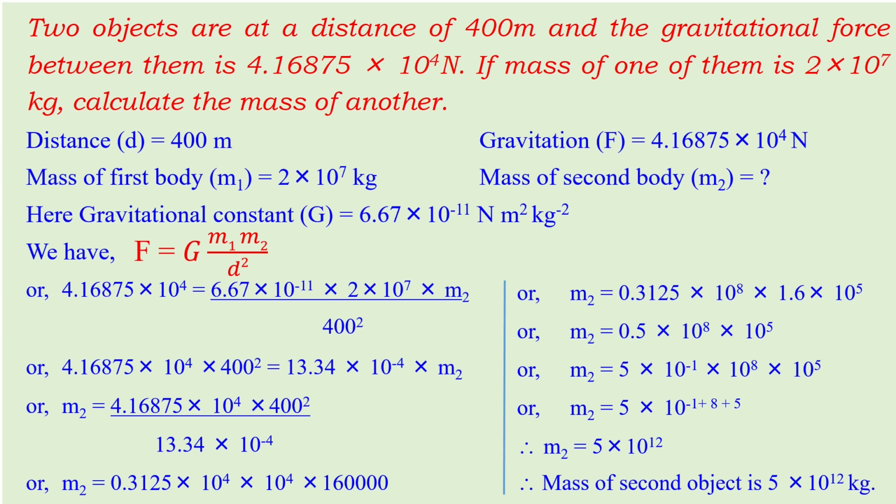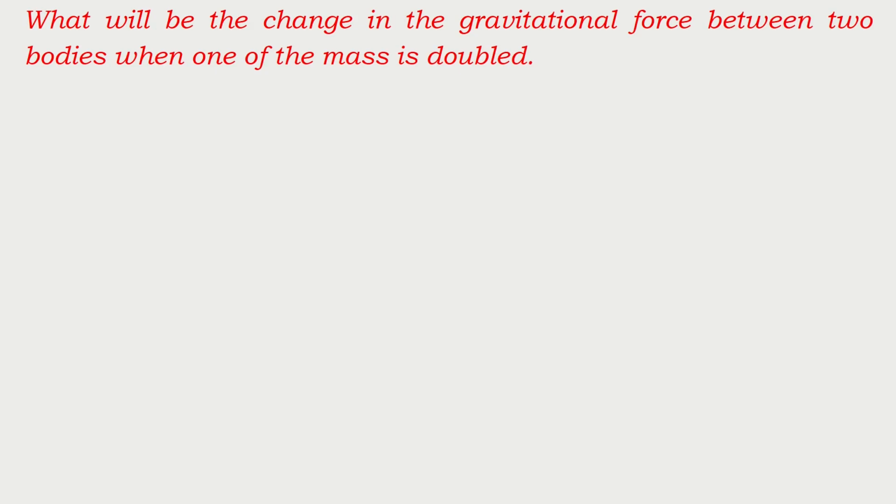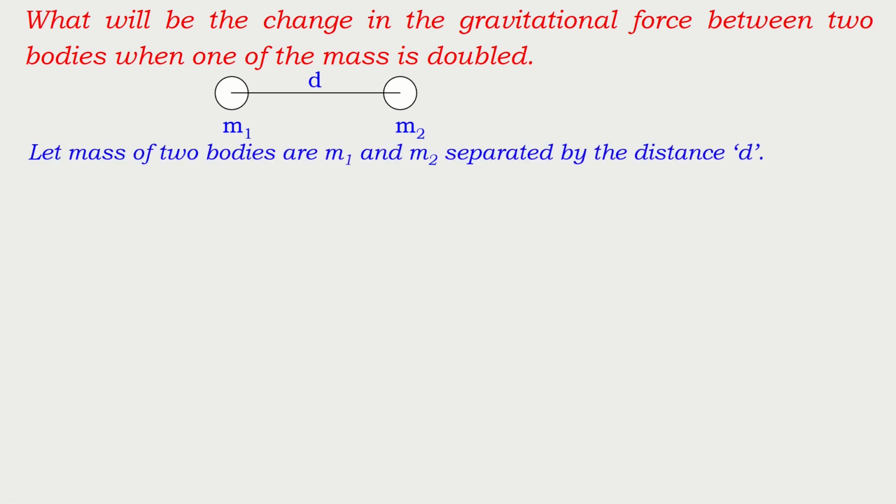Now we are going to focus on the effect of change of mass on gravitation and the effect of change of distance on gravitation. What will be the change in the gravitational force between two bodies when one of the masses is doubled? We can understand this way. Let's say two bodies have masses m1 and m2, they are separated by a distance d. Then we can say let the masses of two bodies be m1 and m2 separated by the distance d.